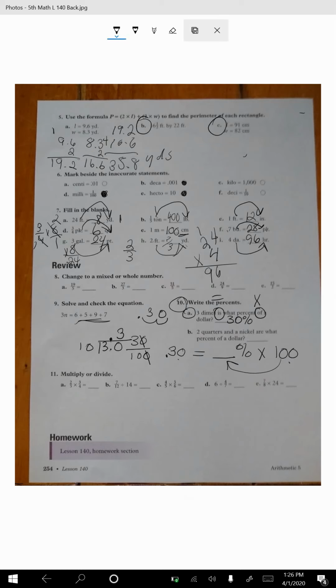2 quarters and a nickel are what percent of $1? So the first thing you're going to have to figure out is how many cents 2 quarters and a nickel are. And then you'll put that over here. And then the dollar will be 100 cents over here. Okay? All right. See how you do on your own?